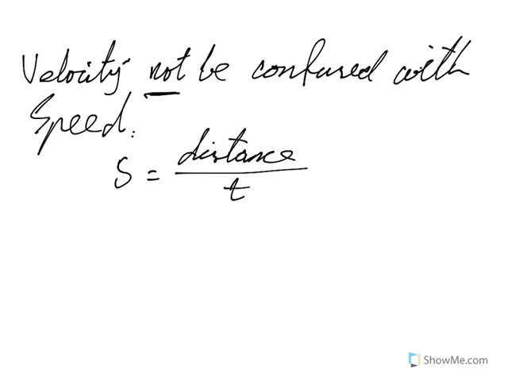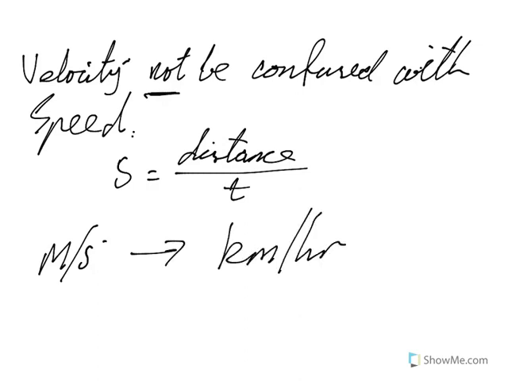Now there's a little note in the notes there about metres per second and kilometres per hour. The international units are metres per second, and if you want to go to kilometres per hour, you need to multiply by 3.6. So metres per second to kilometres per hour, you times by 3.6, and if you want to go the other way, you would do the opposite.